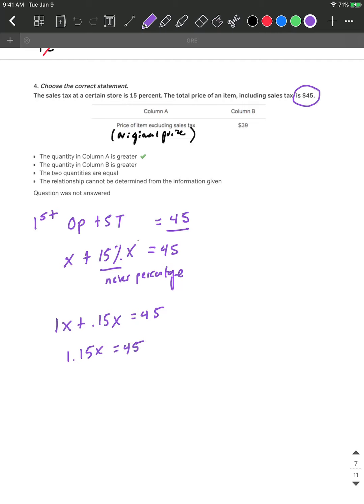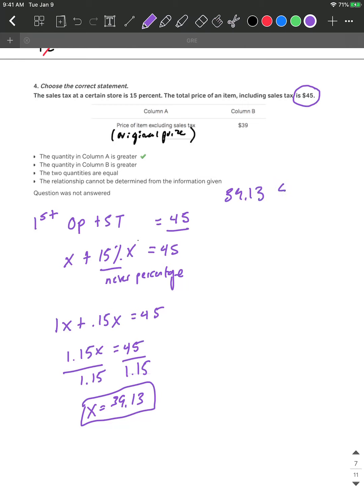Now what we've done is make a general formula for ourselves that helps us get the original price. Now that we have this, we divide by 1.15. Whatever x is at this point, I've always said I'm bad at mental math. Y'all know what it is. Go ahead and you'll see. So we get 39.13. Our x for the original price is 39.13.